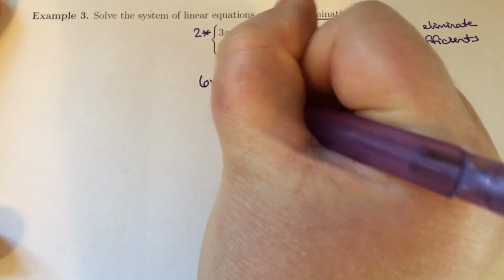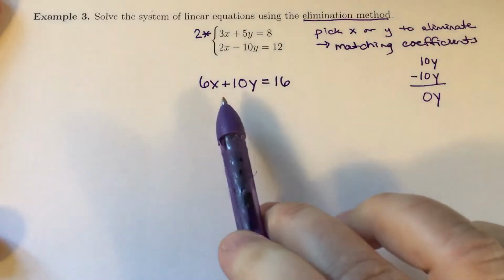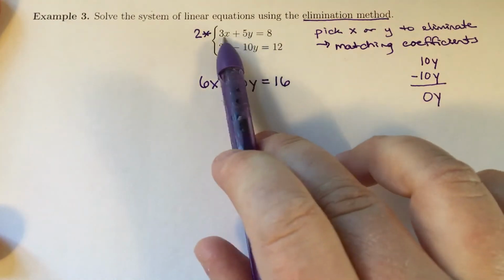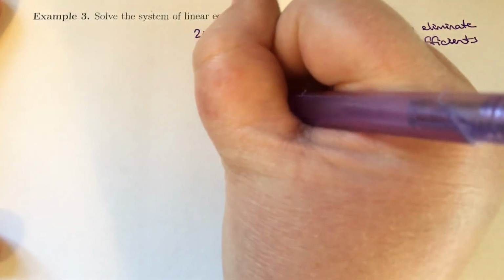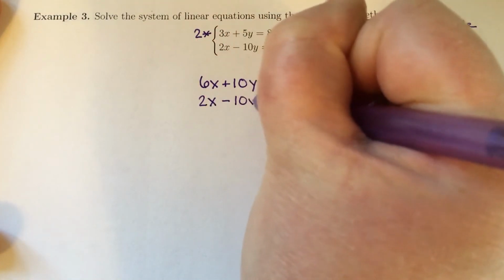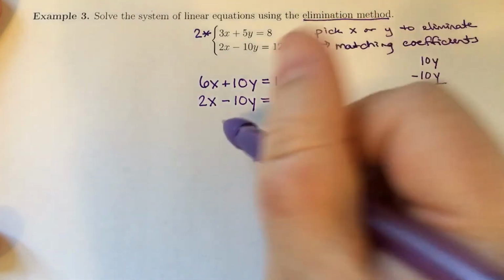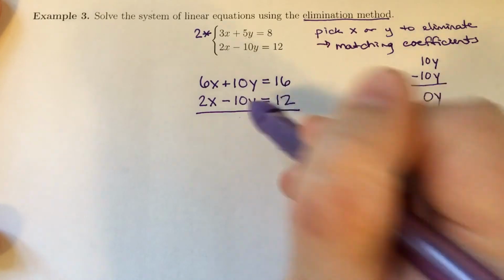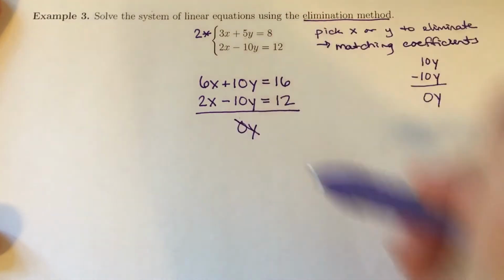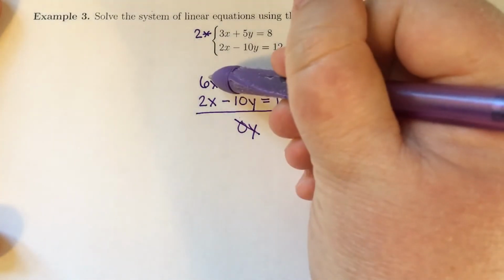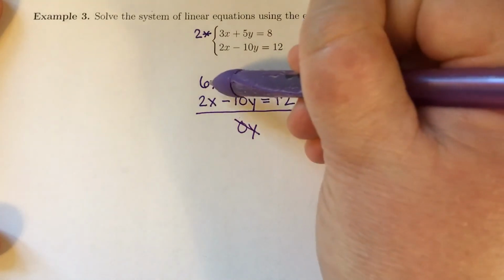It'd be 6x plus 10y equals 16. This is the same equivalent equation because I multiplied every term on both sides by the same number. The second equation I'm just leaving alone because I already have what I'm looking for, which is a way to get the y's to eliminate. Because I have plus 10y minus 10y is 0y. That eliminates. But then I have to add everything else, right? That doesn't mean I'm done. It just means I've set it up right.